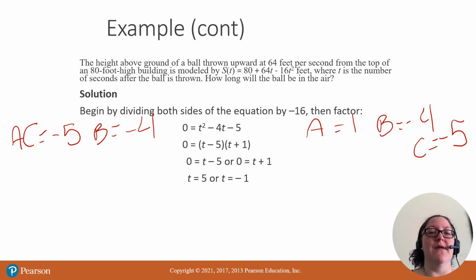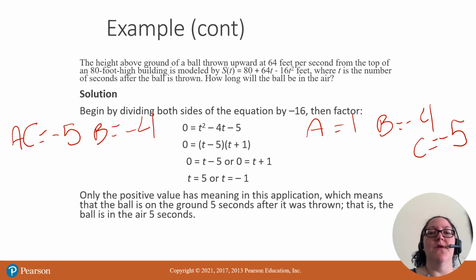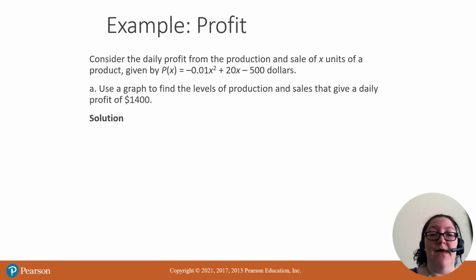At this point, I'm looking at t and reminding myself t is time. Since t is time, it makes no sense to have t equals negative 1. So only the positive values in this application will have meaning. So we know that it's going to take 5 seconds after the ball is thrown for the ball to actually hit the ground. So it's going to be in the air for 5 seconds.